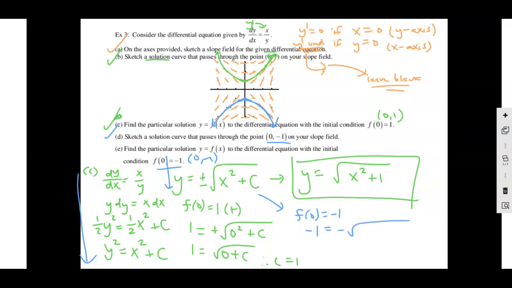So I'll have -1 is going to be equal to, and I'll need not the positive root, I'm going to need the negative root, because the only way that's negative is if you have the negative out in front of the radical. Then I had 0 squared plus c, negative's going to cancel, so I have 1 is equal to 0 plus c. So again, the c value is going to have to be 1, but the equation for the blue curve, I'll do it right here, is going to be the negative square root of x squared plus 1.